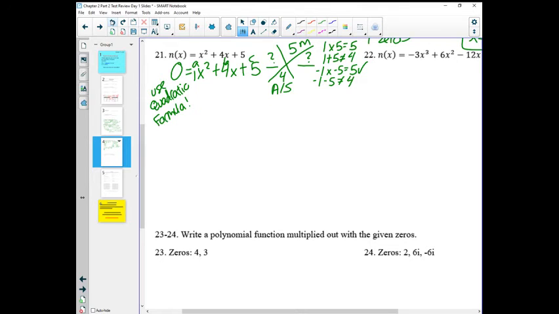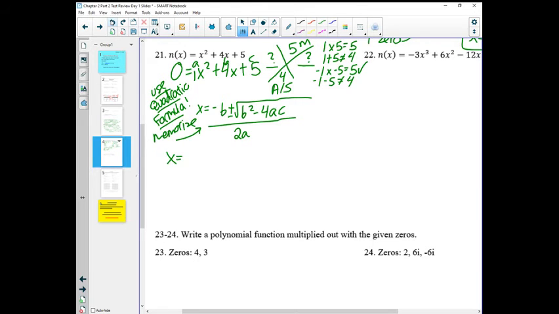This was the quadratic formula. x equals negative b plus or minus the square root of b squared minus 4ac, all divided by 2 times a. That's the quadratic formula. You will need to know that for the test. Make sure that you memorize this formula for your test.